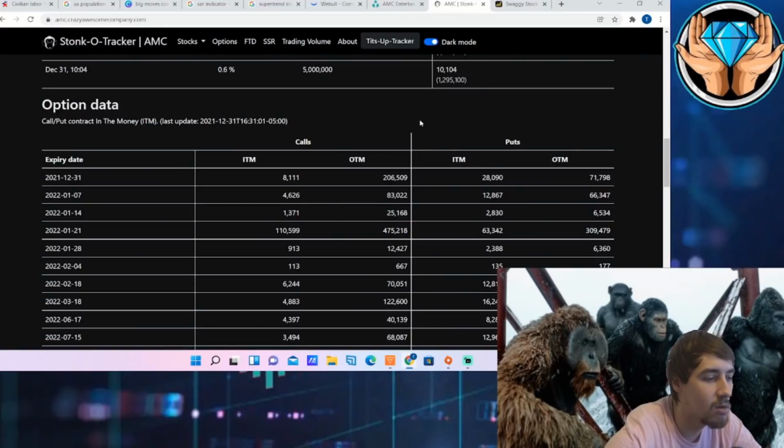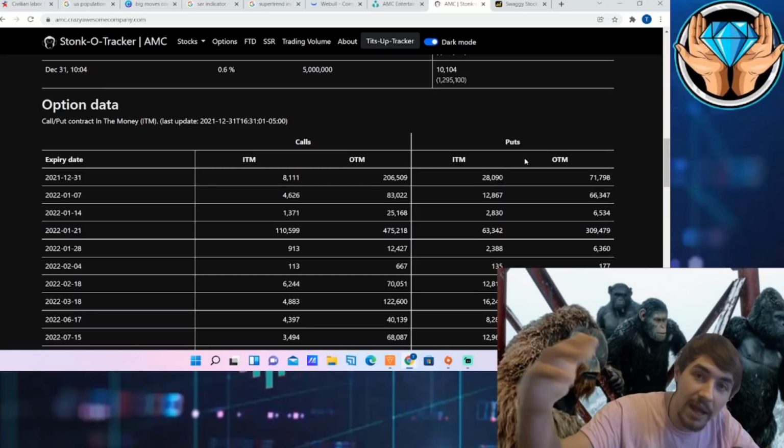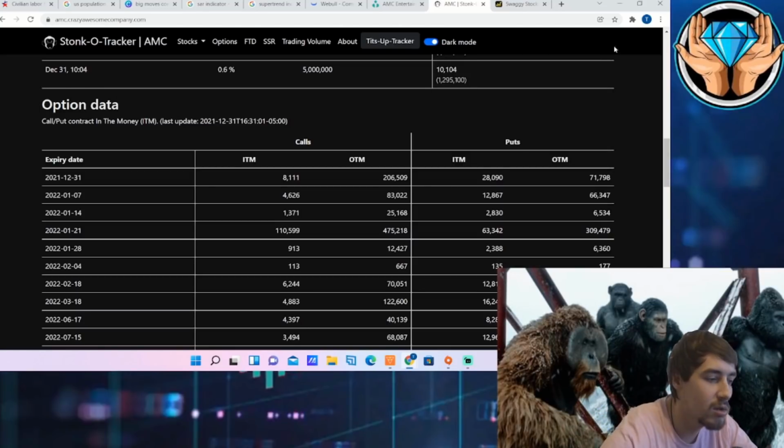As far as the Stonko tracker data, nothing too crazy, but this January 21st, 2022 expiration is getting a little wild. 475,000 calls that are out of the money, 110,000 that are already in the money. Now, you may start to see some hedging from the market makers as well for a lot of these calls that are deeper into the money, especially if we do see that move to the upside. Certainly, we won't see large scale hedging until we do start to get a run up in AMC's share price, but we start to get close to the actual expiration of January 21st, 2022.